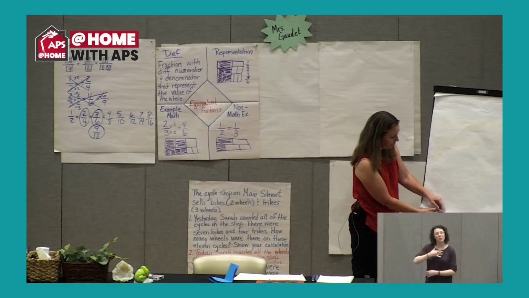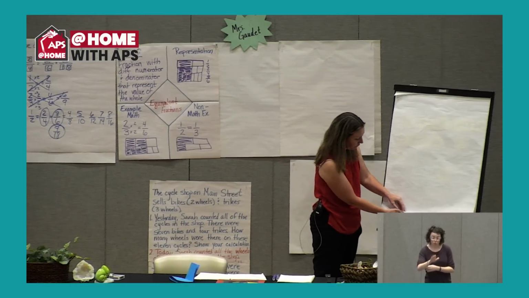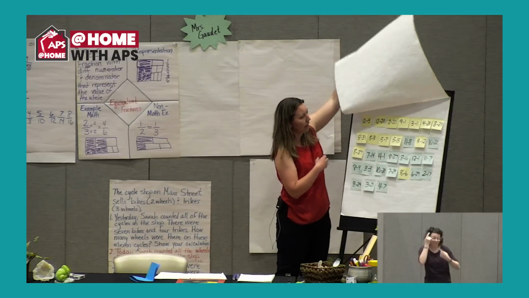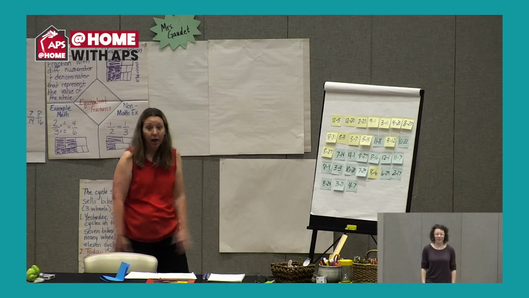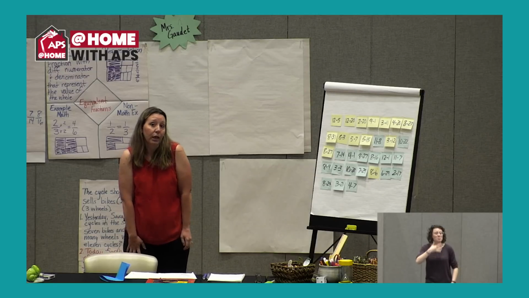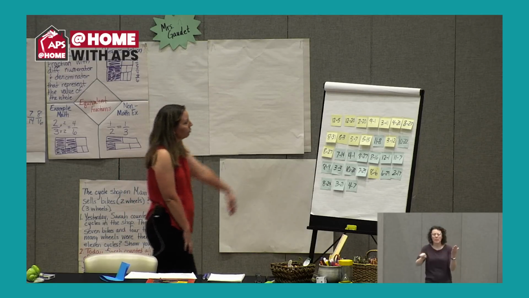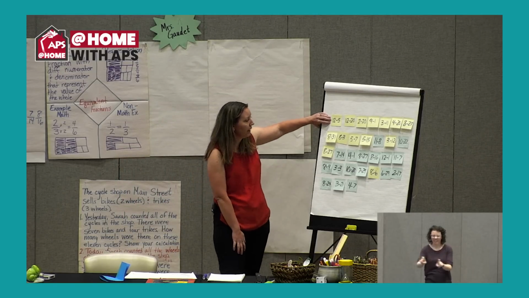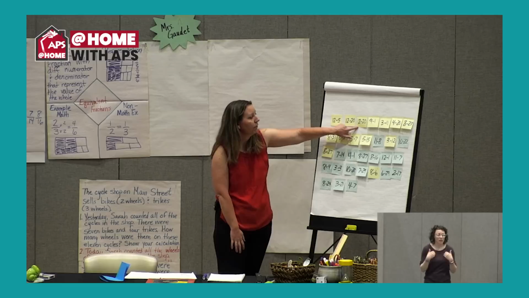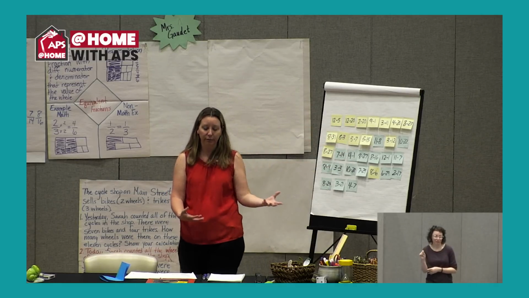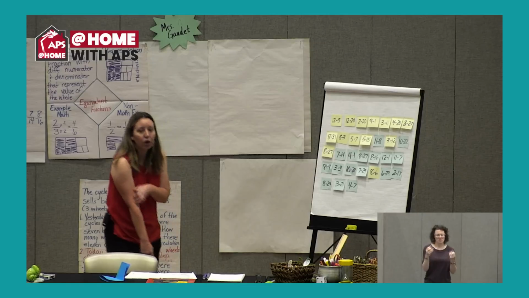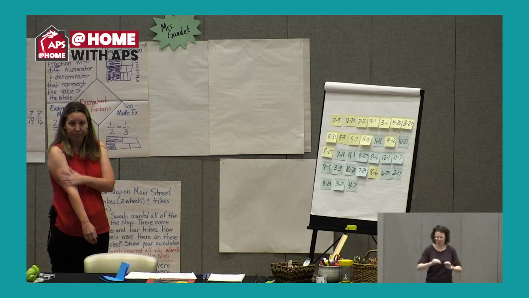I have gone ahead and I've got some birthdays up here that I have asked several people around here of what is their birthday. So if you're looking at this, we have December 5th, December 20th, February 20th. We have many birthdays up here, just random dates. How do you think we could organize these?